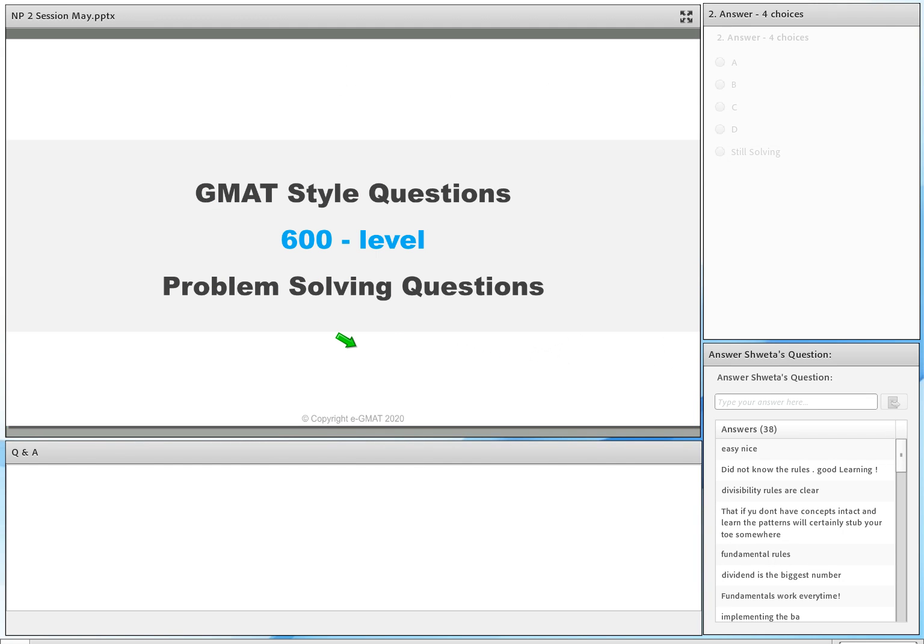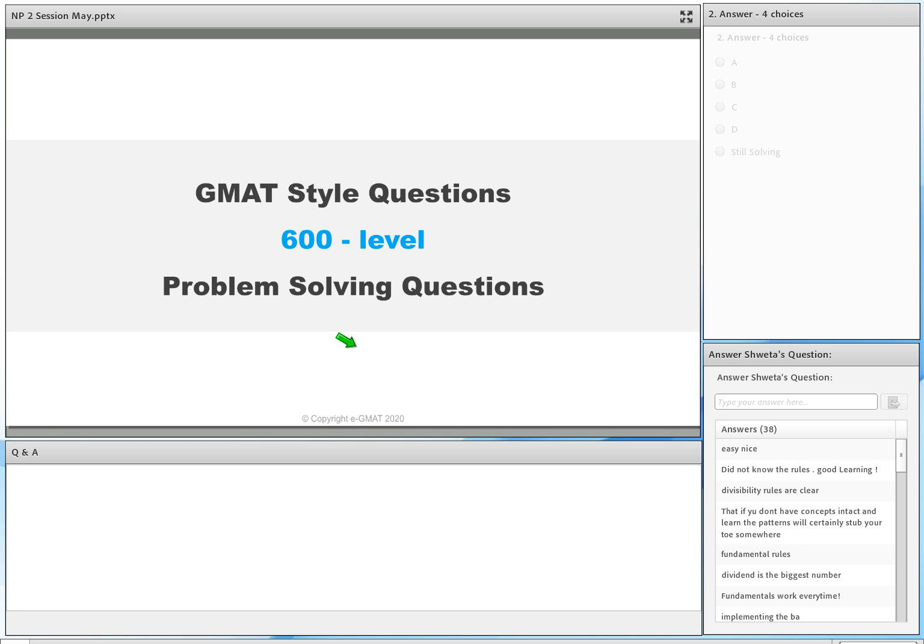As I told you, after the warm up section, we're going to have problem solving questions. These are 600 level questions, so higher than where you were in the warm up. But again, you are going to use the very same concepts that you built till now. So I'm going to show you the first question.